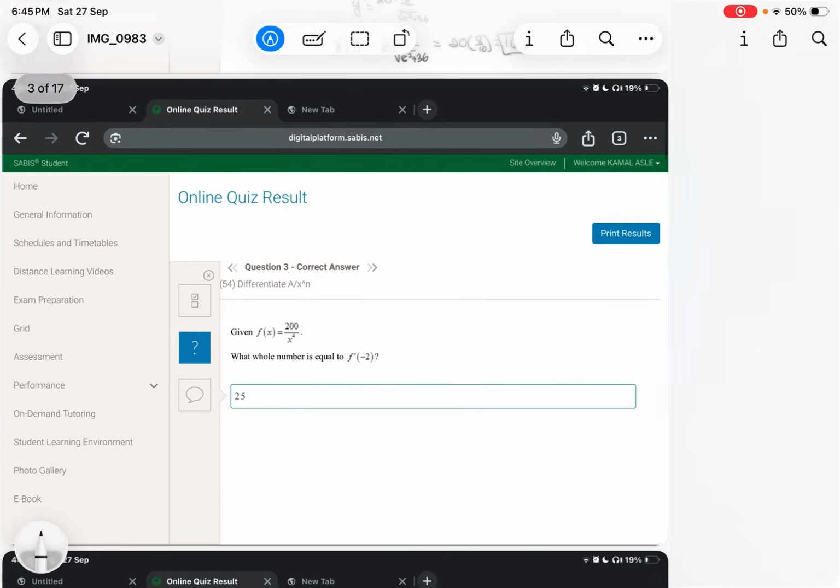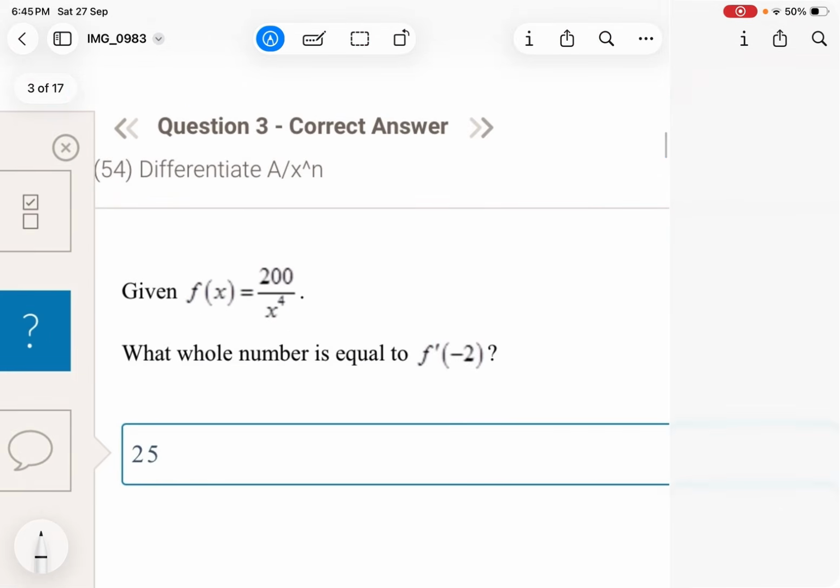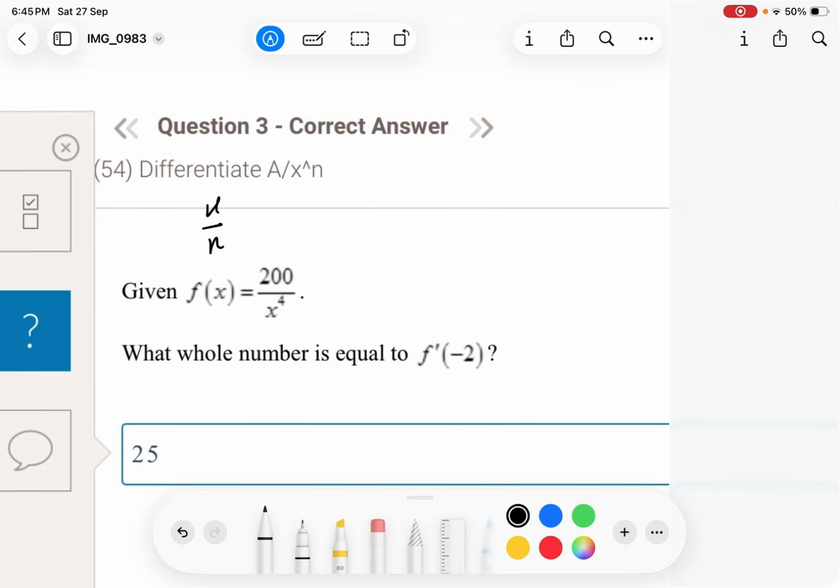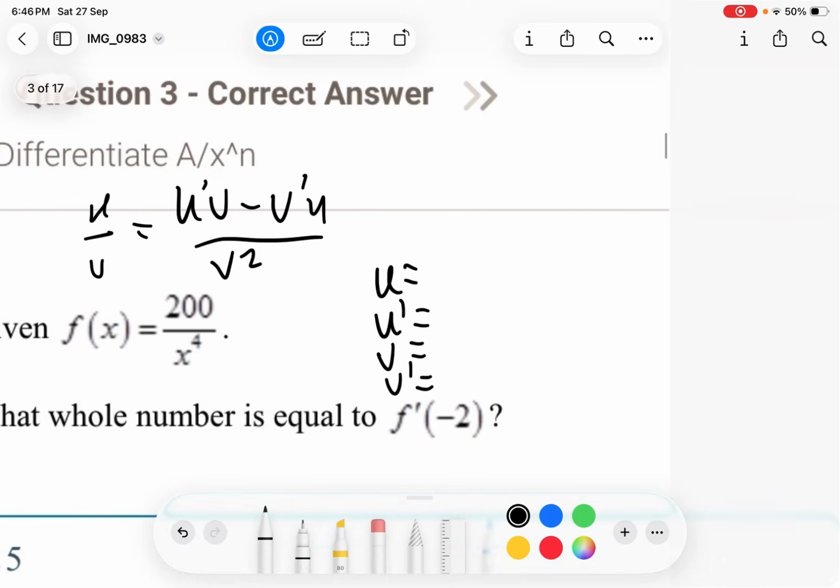Question number 3. Here, it's also u over v, my bad, which is u prime v minus v prime u over v squared. So you find the points first, u, u prime, v, and v prime. So u is 200. U prime is the derivative of 200, which is nothing, because it's a number. The derivative of a number is nothing. V is x to the power of 4, and v prime, the derivative of x to the power of 4, is 4x cubed.